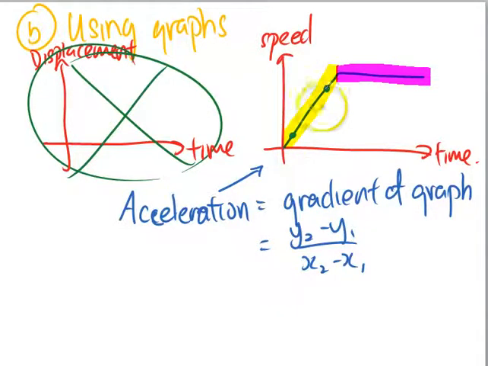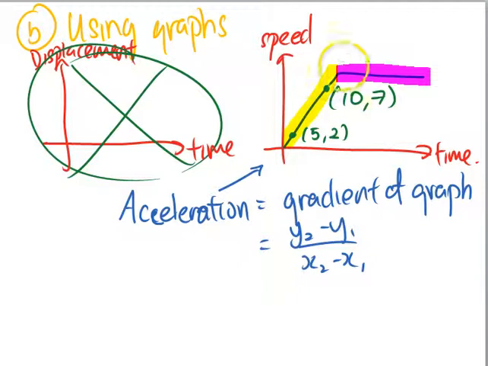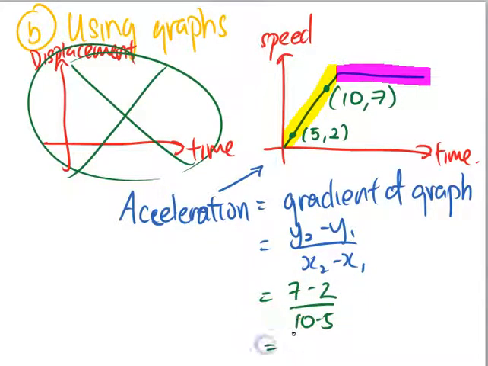So I'll take 2 points. Maybe this is 5, 2. This is 10, 7. Alright, let me erase the thing here to write nicer. So, to find the acceleration along this slope highlighted in yellow, we're going to take acceleration equals to 7 minus 2 divided by 10 minus 5. And what you're going to get is 5 divided by 5, you're going to get 1 meter per second square. Right, so there's acceleration here.